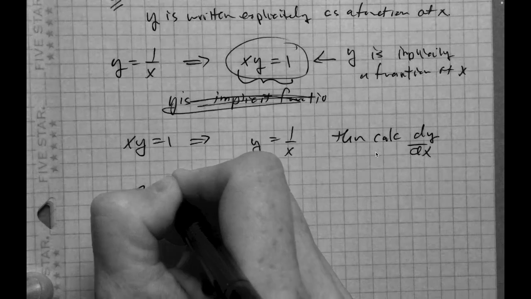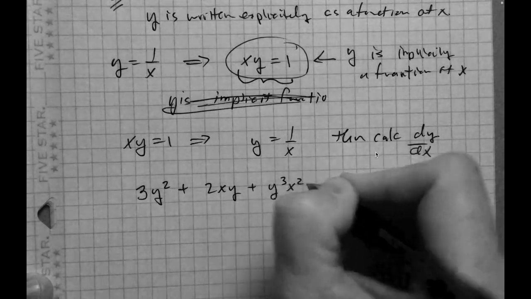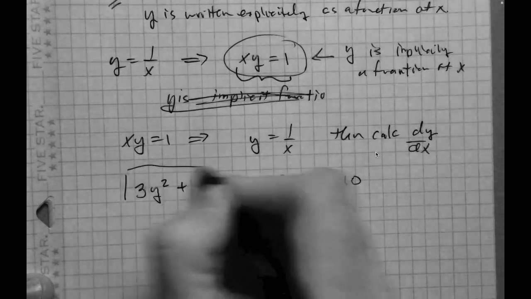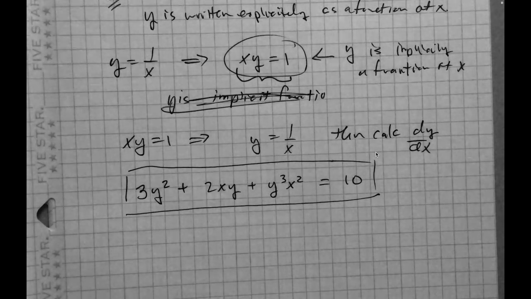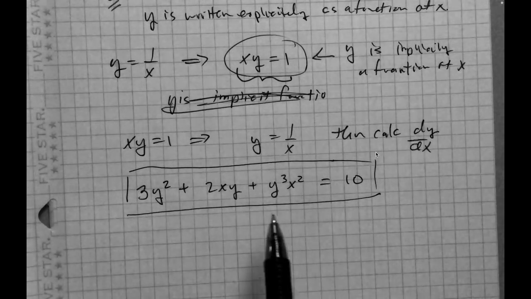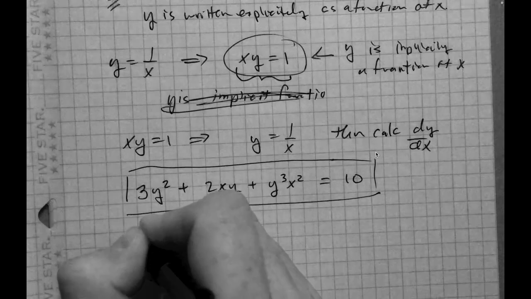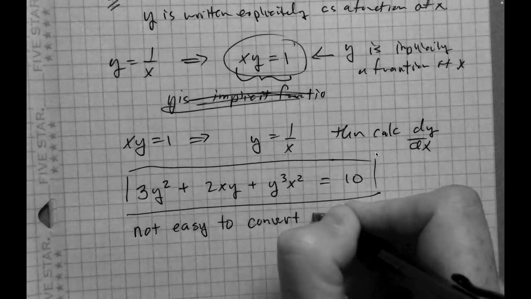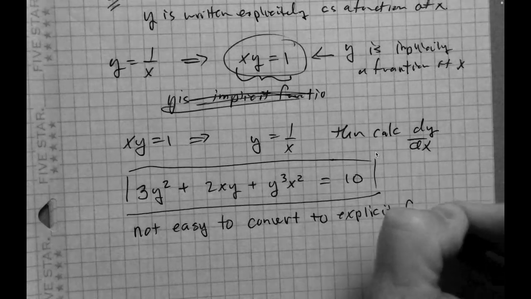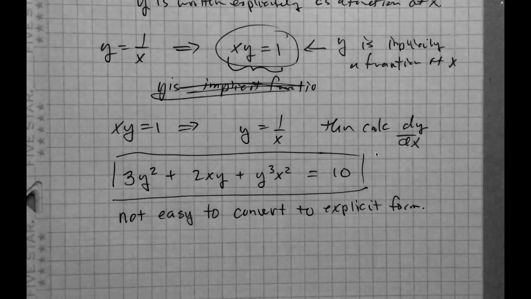But what happens if instead you have functions that look like this: 3y squared plus 2xy plus y cubed x squared equals 10. Something like that. I'm just making this up off the top of my head here. So we could assume that y is implicitly a function of x. But when you look at this, it's not obvious how you would proceed, how you would go about writing this explicitly as a function of x. So not easy to convert to explicit form. Okay, so this is an example where y is implicitly a function of x here, and it's not easy to convert to the explicit form that we're used to of y equals something.